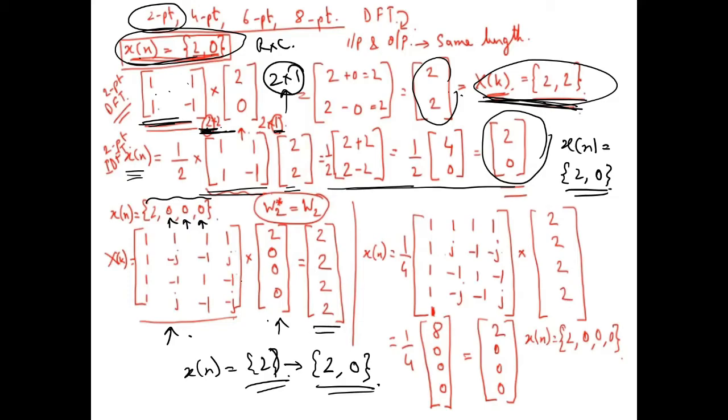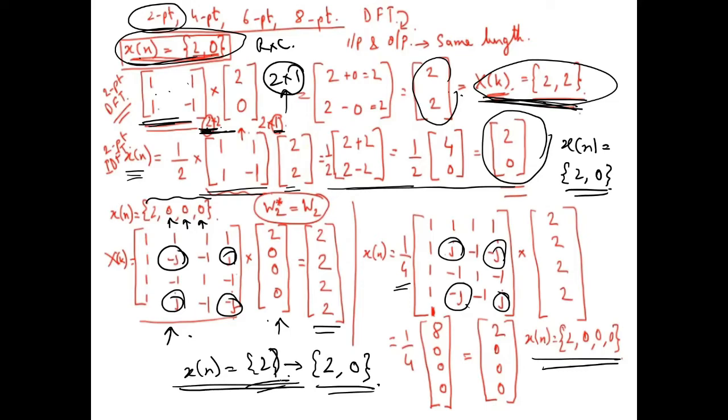Similarly, if I want to do the inverse transform, then we get 1 by N, that is 1 by 4, times the conjugate. If you see these complex values, they have changed their sign. Once the signs are changed, you multiply with the transformed value and you get the original signal components. Now the question arises over here: our original signal was 2.